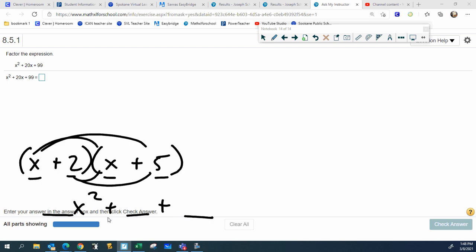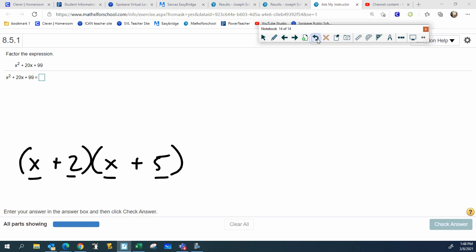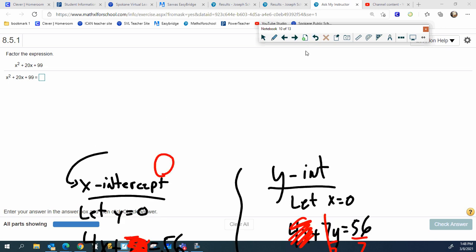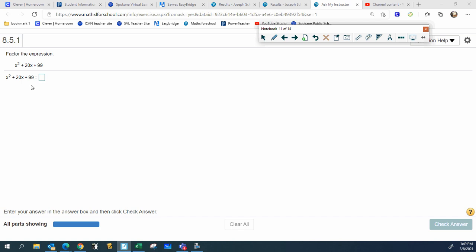Now this could be a plus or a minus here, this could be a plus or a minus there as well. So what we're doing is the reverse operation to get it back into a factored form. This product of two binomials is the factored form, x plus 2 times x plus 5. There are many different ways to do it. Something like this, you're going to find that the easiest way when there's a leading coefficient of 1, a quick and fast way, is to find factors of 99 that add to 20. And those are going to complete our factorization here.